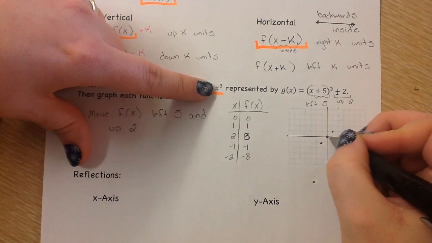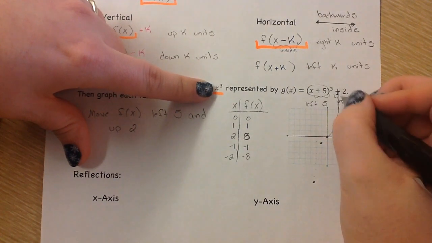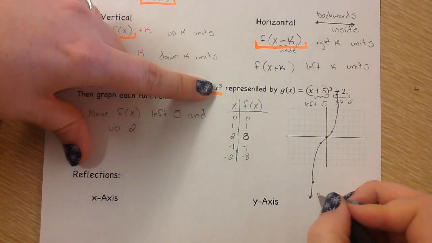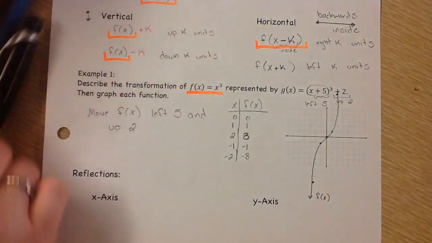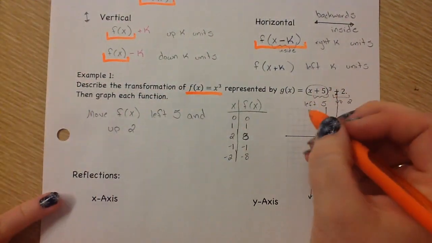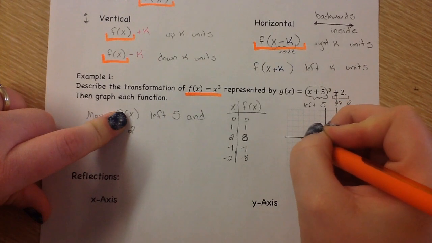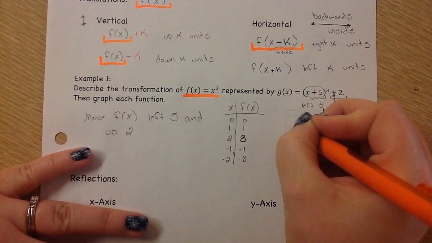Okay, so it's going to do a bit of this curvy thing like this. So there's my function, there's my f of x, my original function. Now what we want to do with this, guys, is move it left 5, so left 1, 2, 3, 4, 5, and up 2.